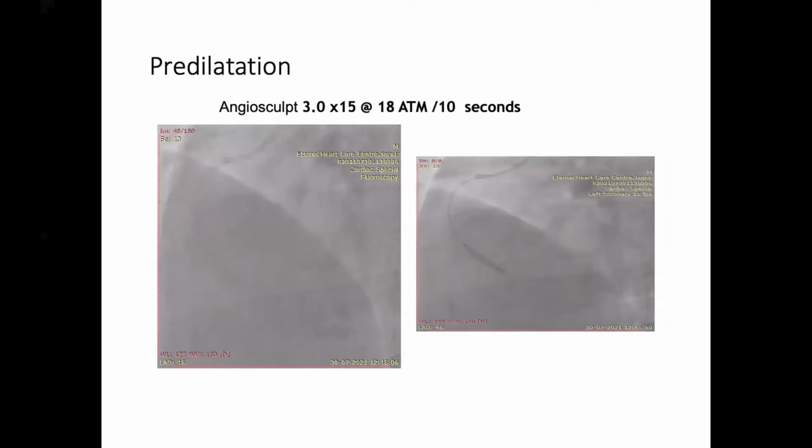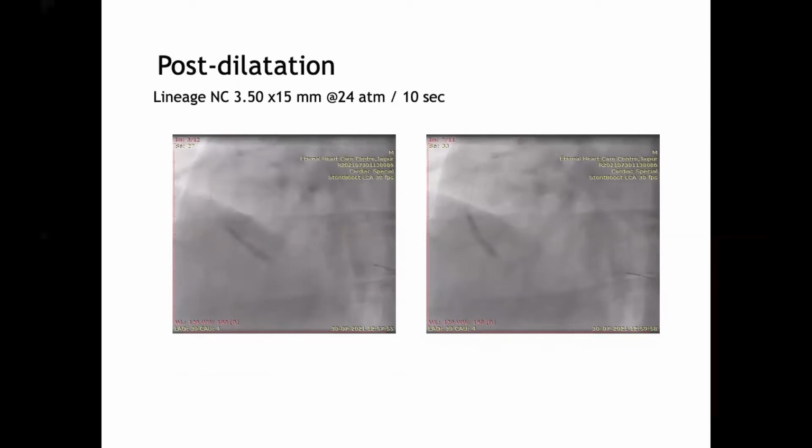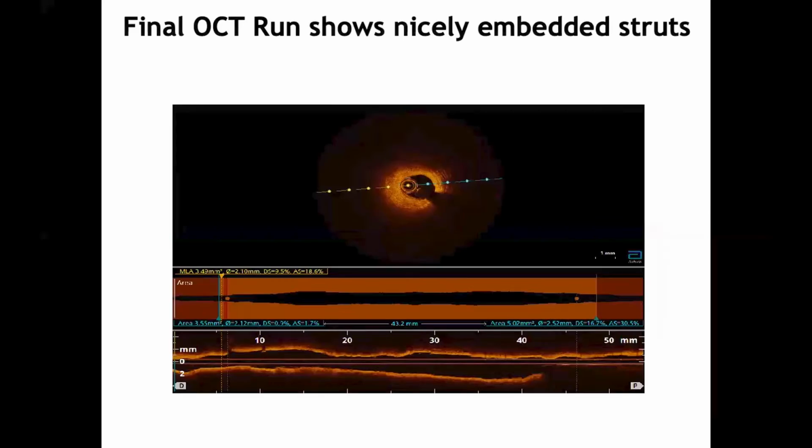Then this is the lesion preparation. As we discussed, we need to dilate it well. I frequently use a scoring balloon for that, the 3.15 balloon, as the lesion was fibrotic, and it was dilated to 16 to 18 atmospheres. Subsequently a 3.5 by 29 mm BRS was positioned across the lesion, covering the whole length, distal as well as mid plaque, and then slowly deployed to 9 atmospheres. Subsequently it was post-dilated with a 3.5 mm NC balloon at high pressures, 24 to 28 atmospheres, and the result was quite good on OCT.